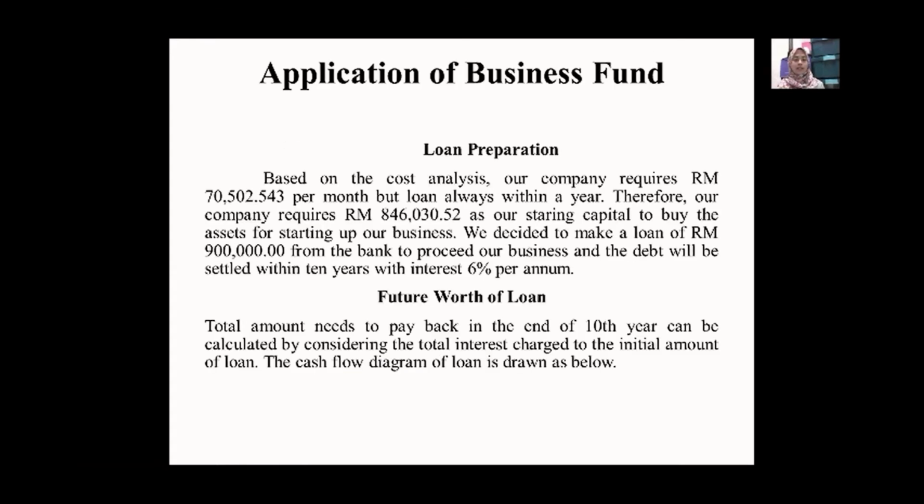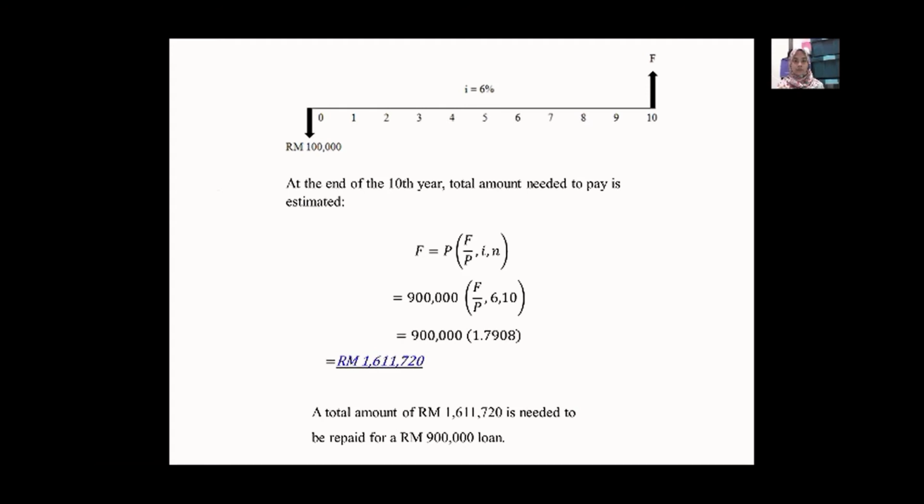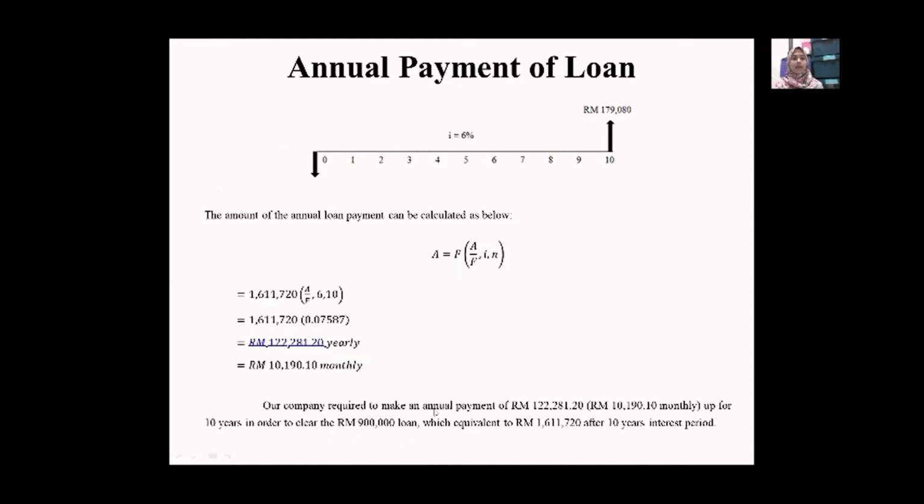So here is the future worth of loan. As you can see, the interest is 6%. Here is the application, which is to find the future value, F. So here is the formula. And this is the annual payment of loan.